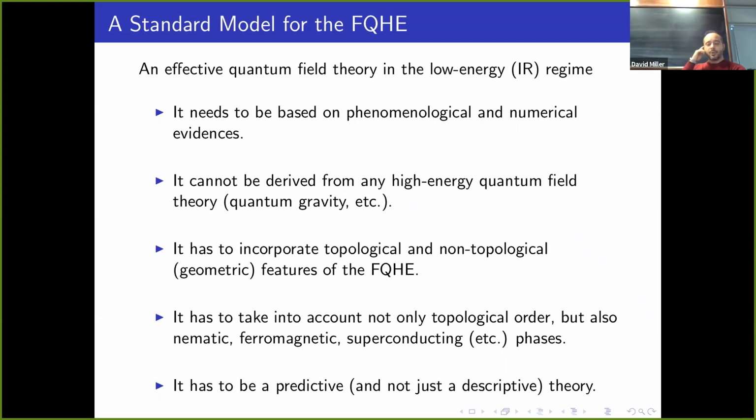So still we don't know what is the fundamental theory for the fractional quantum Hall effect. There are many fractional states, and it's hard to describe all of them with a single effective Lagrangian or action. But let me say that this effective field theory description should be based on phenomenological and numerical evidence, because we have experiments on the fractional quantum Hall effect, and there are a lot of very advanced numerical calculation techniques that allow us to check many features or ideas around the fractional quantum Hall.